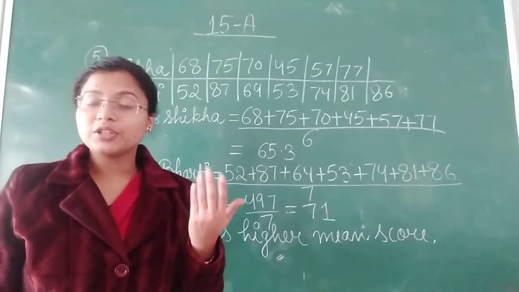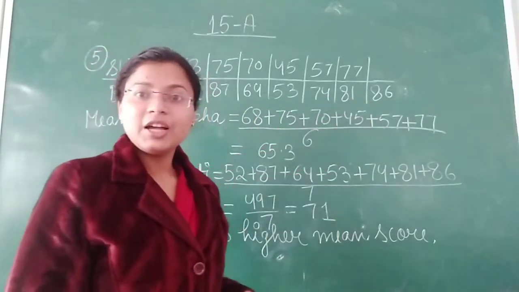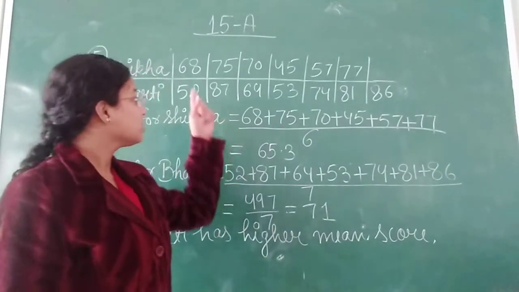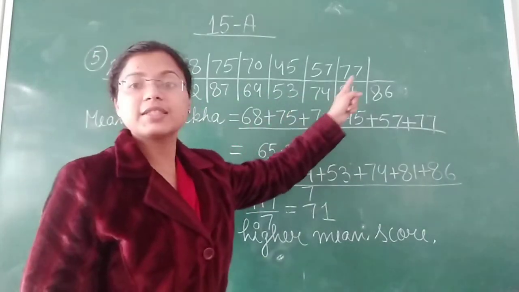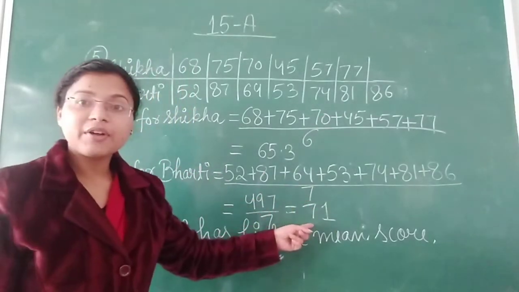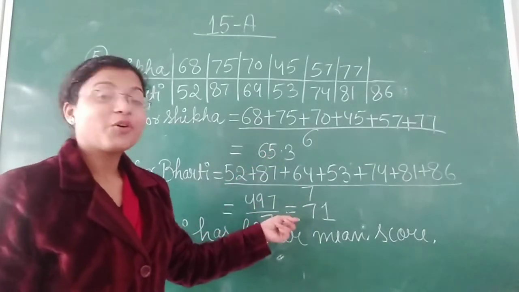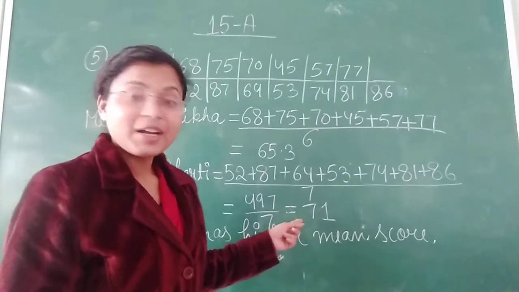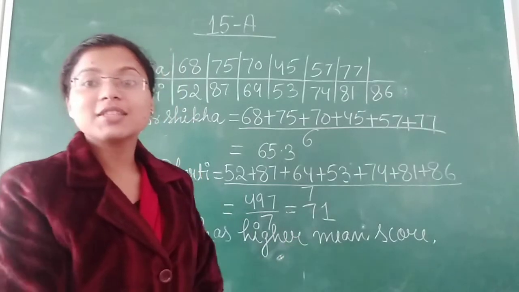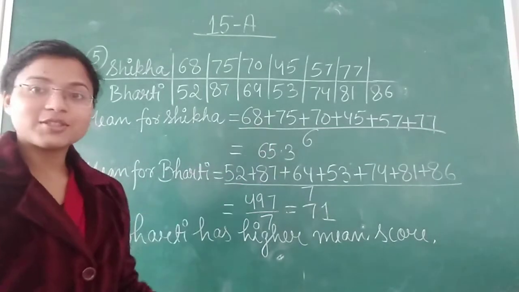Now we have to find out the mean for Bharti. So the scores of Bharti are given. First you have to add them and divide by the total numbers, means 1, 2, 3, 4, 5, 6, 7 numbers you are having. So upon 7, this will give you 71. So the mean for Shikha is 65.3 and for Bharti it is 71. That means Bharti has the higher mean score. So your answer will be that Bharti has the higher mean score. So this is your solution.